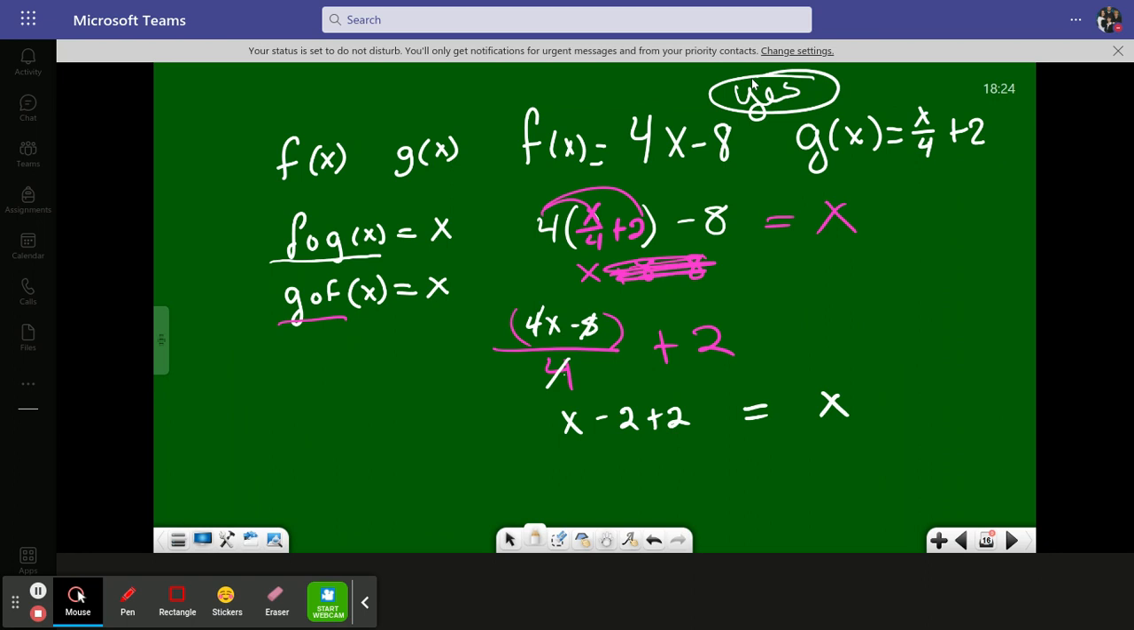What happens if I end up with like a 5x down here? Then my answer is just no, right? If it doesn't simplify to x, both of them have to. I can't do just one and answer. I've got to do both f of g and g of f. And if I get an x on both, then it's a yes. If I get anything else, then it's a no. Okay? Yes?